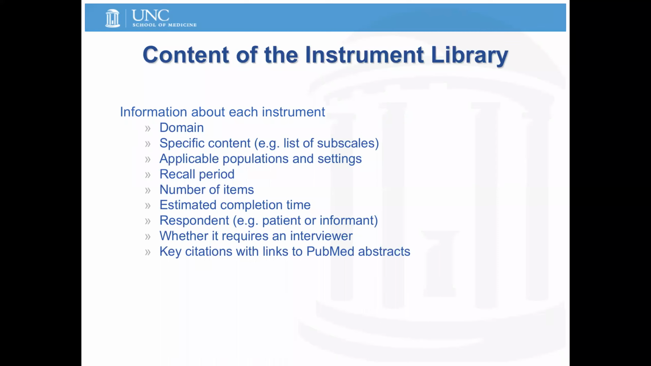When an instrument is available in the library, you will also be able to get detailed information about it, including the outcome domain that it addresses, specific content described within the instrument itself, such as subscales, its applicability to key populations or settings, look back or recall periods, the number of items, completion time, those again important for thinking about burden, who the respondent is, either the person living with dementia or a caregiver or a clinician, or perhaps the instrument was designed to be utilized with more than one type of respondent.